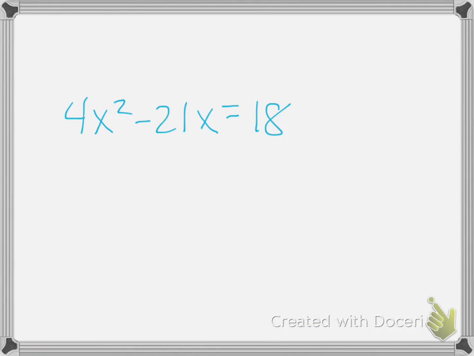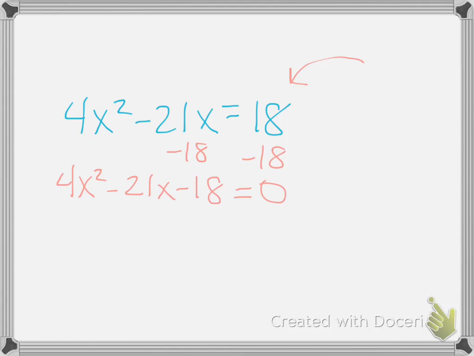Okay, this one's different, okay? It's not set equals 0. It always has to have a happy face before you set it equal to 0. You have to make it happy before you do anything else. So we got to subtract 18. So we're going to get 4x squared minus 21x minus 18 is equal to 0.